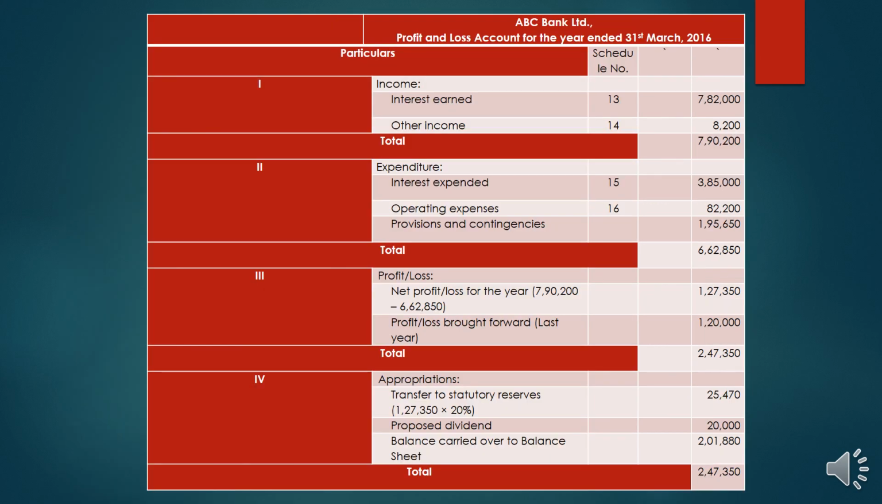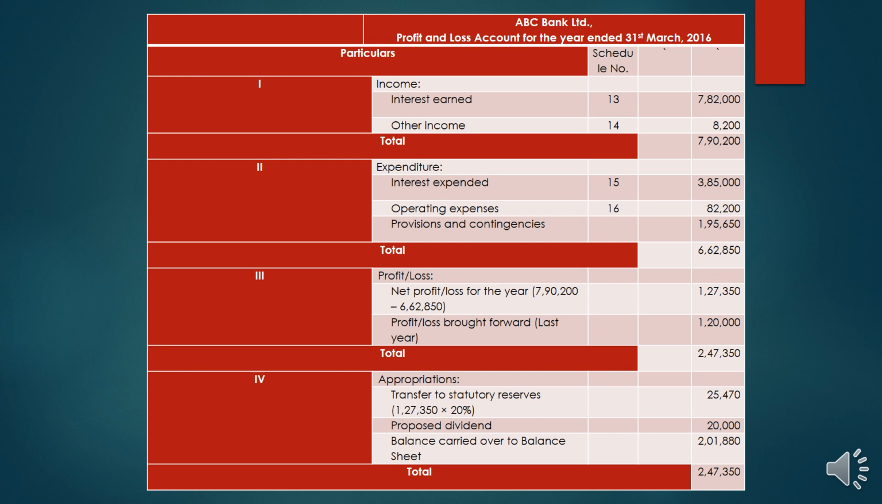Profit and loss account. Interest earned, other income, and under expenditure we have interest expended, operating expenses, provisions and contingencies. The total profit for the year is 1,27,350 and last year profit is 1,20,000.